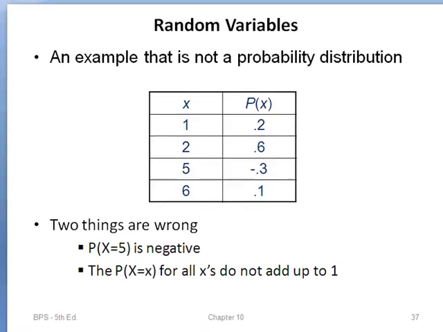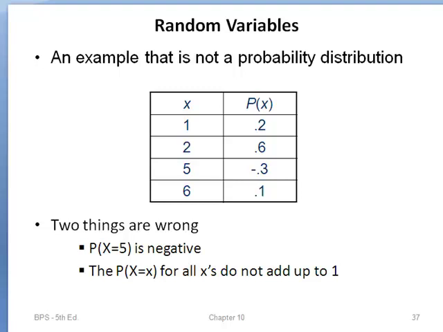Now look at this distribution. Is this a probability distribution? Right away we see that one of the probabilities is negative, so it is not a distribution.